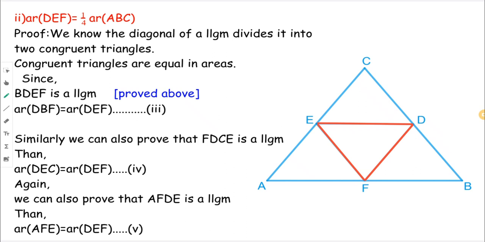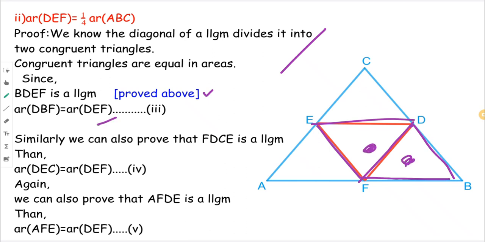Now area of DEF, we're going to prove that the area of DEF is 1/4 times the area of ABC. Okay, so now we know the diagonals of a parallelogram divide it into congruent triangles. Congruent means equal, right? And equal triangles should have equal areas. Now from 1 we have proved that BDEF is a parallelogram, right? Now can you see that this is a diagonal here? So the diagonal divides it into two equal triangles, which means this area should be equal to this area.